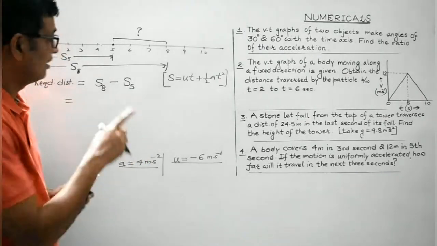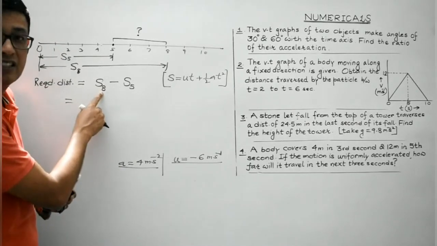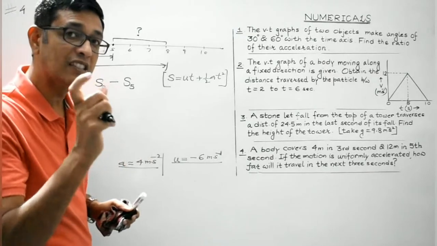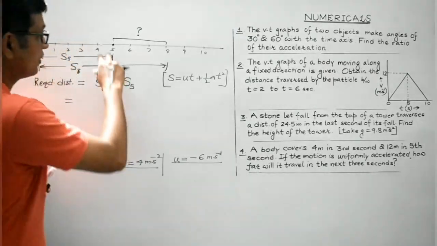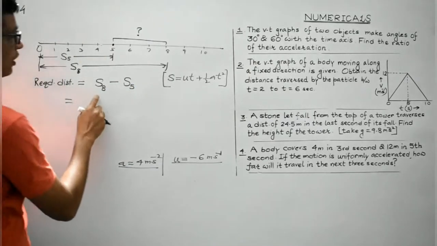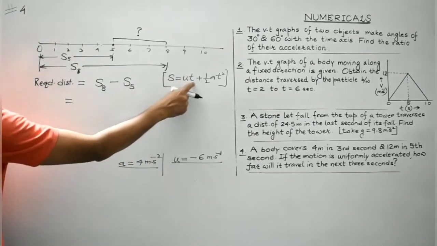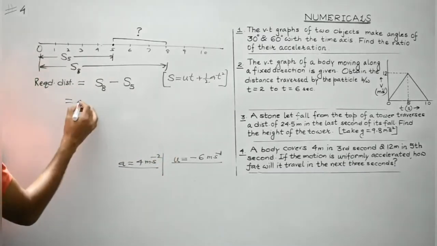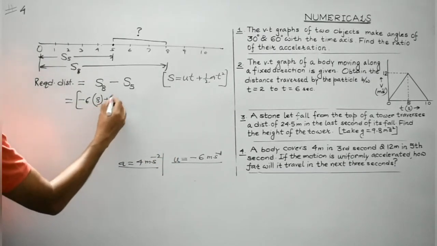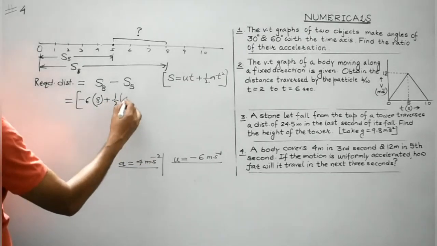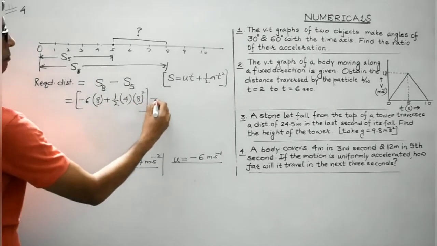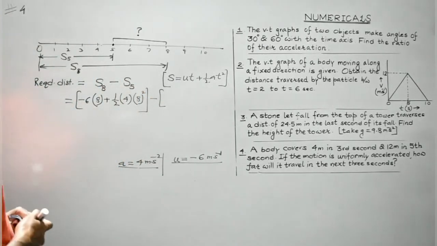S8 suggests the distance covered by the body during 8 seconds. S5 suggests the distance covered by the body during 5 seconds. Right? So after 5 seconds, for the next 3 seconds, the distance covered by the body would be given by this. Okay, S8 will be ut plus half at square. U is minus 6, t is 8, plus half, a is 4, and t square is 8 square. Right? It is S8 minus S5.